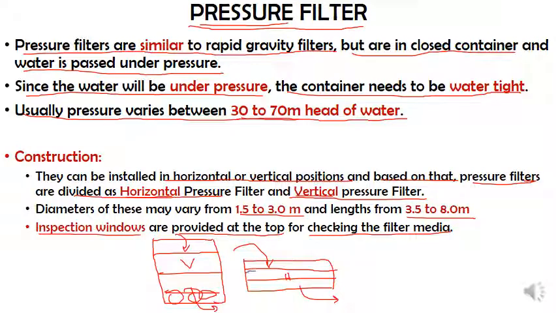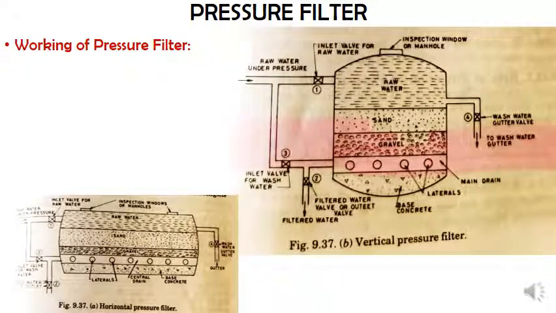That is, this may be your sand, this may be your gravel, next may be your under drainage system. Everything will be in the vertical position only, but based on the height or depth with respect to the width of that unit, you can classify it as horizontal or vertical. So these are the horizontal and vertical types of pressure filters. You can check it out. Here, since the width is more when you compare it with the height or depth, you call it a horizontal pressure filter.